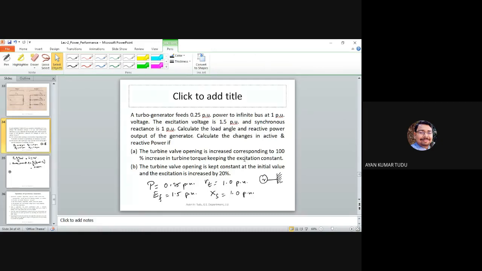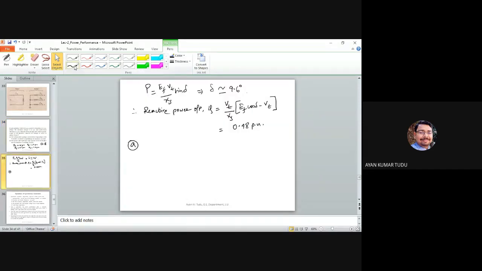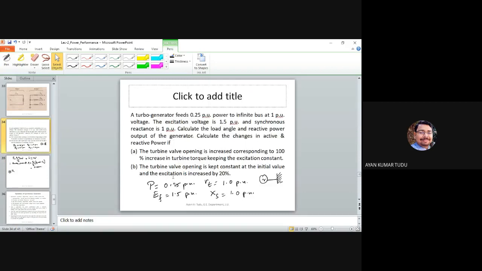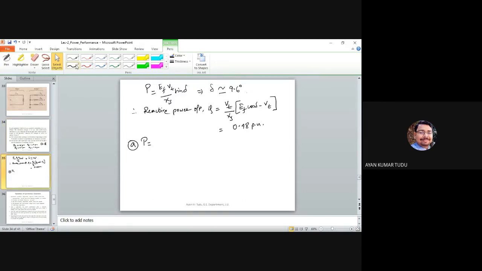As the turbine torque is increased by 100%, the active power output will also increase by the same amount, correct? If the turbine torque output is increased by 100%, the active power output will also increase by 100%. So what is the new value of active power output? Previously it was only 0.25. So the new value would be 0.5, correct? Because it has increased by 100%. So 0.5 per unit, and the other values are the same.